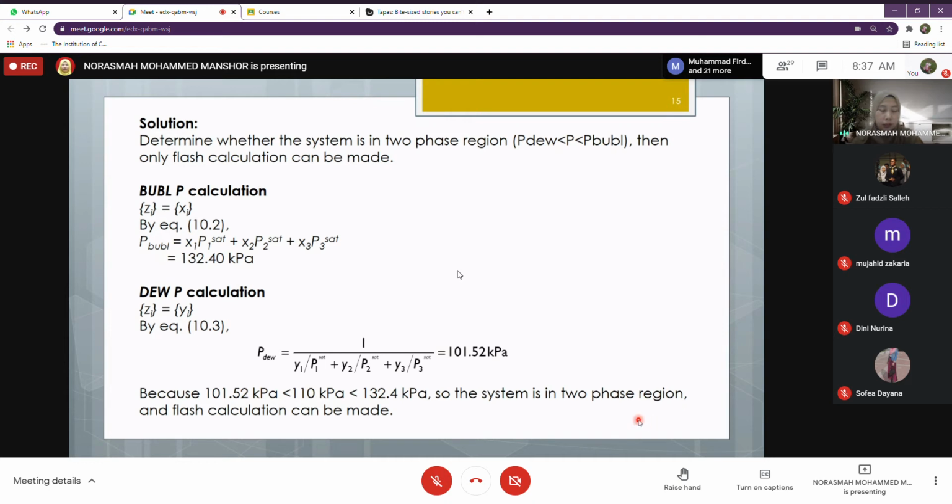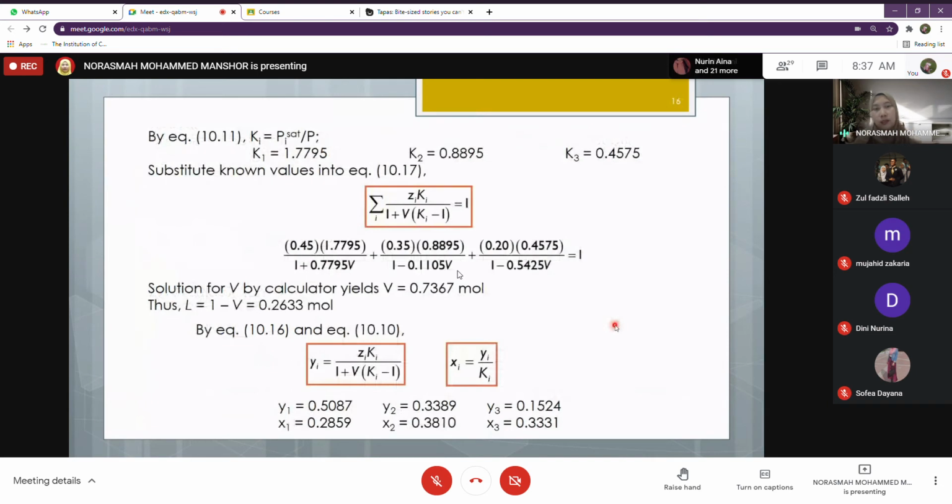So you can make the flash calculation. The P of the system must be between P dew and P bubble. To get the Ki, use equation 10.11 because this is Raoult's law. You got to assume Raoult's law, right? So Ki is equal to Pi set over P. K1 equal to P1 set over P, K2 equal to P2 set over P, and K3 equal to P3 set over P.